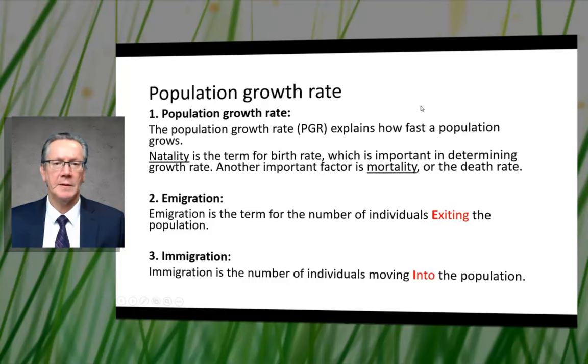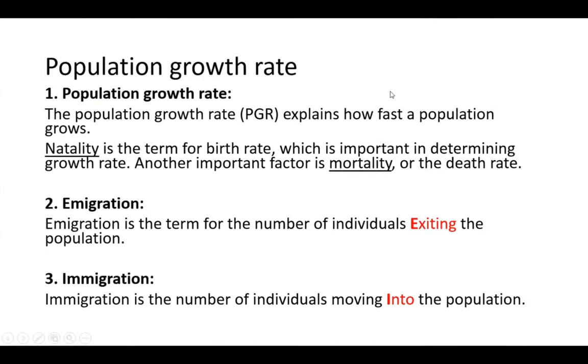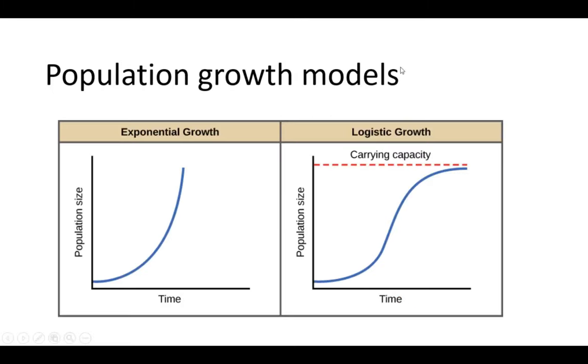Population growth rate. The population growth rate, or PGR, explains how fast a population grows. Natality is the term for birth rate, which is important in determining growth rate. Another important factor is mortality, or the death rate. Emigration. Emigration is the term for the number of individuals exiting the population. Immigration. Immigration is the number of individuals moving into the population.